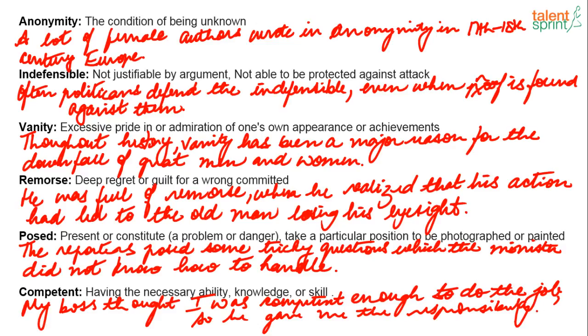My boss thought that I was competent enough. I had the right skill set. He thought that I was the right person. I had the right amount of skill and expertise to do the job. Therefore, he gave the job to me.